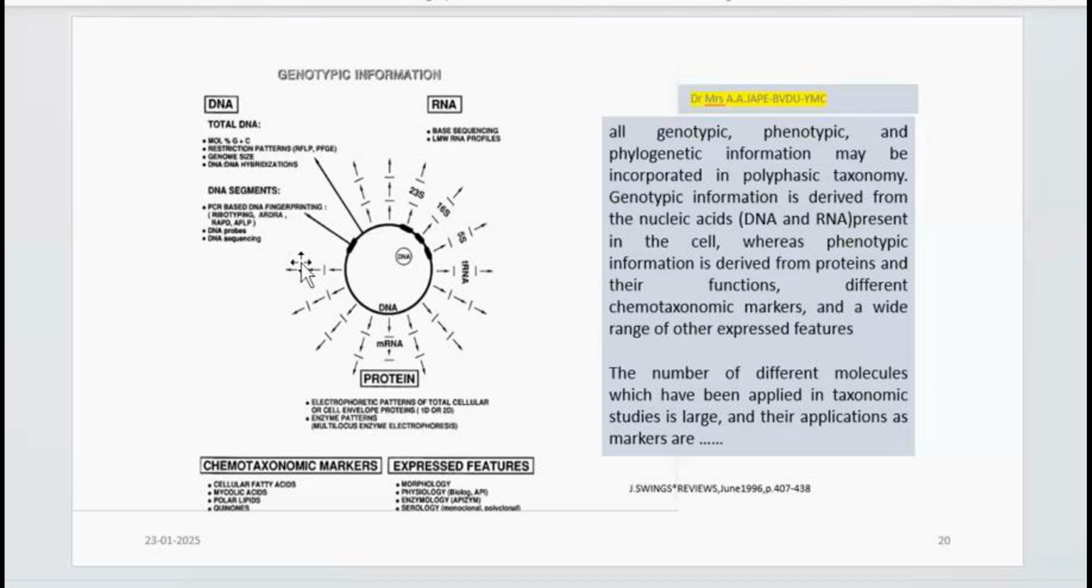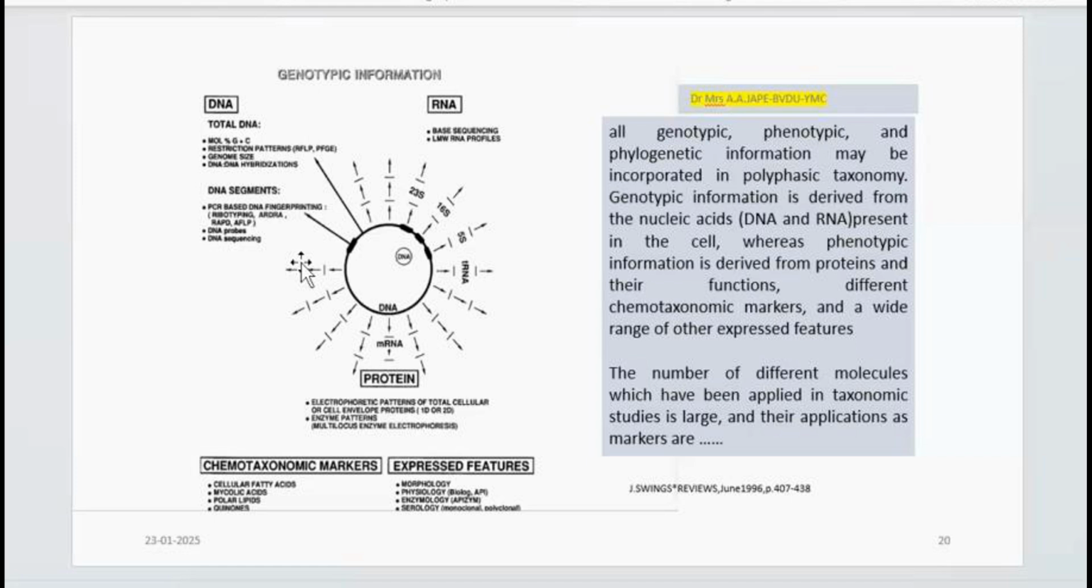Next come proteins. Yes, electrophoretic profiling of the proteins. So total cellular proteins, envelope proteins, you can find out the total enzymes that are produced by that organism. So all these, when it comes to proteins and enzymes, are about metabolism, and come as a part of metagenomics. And the second dimension is chemotaxonomic markers and other expressed features like morphology, etc.